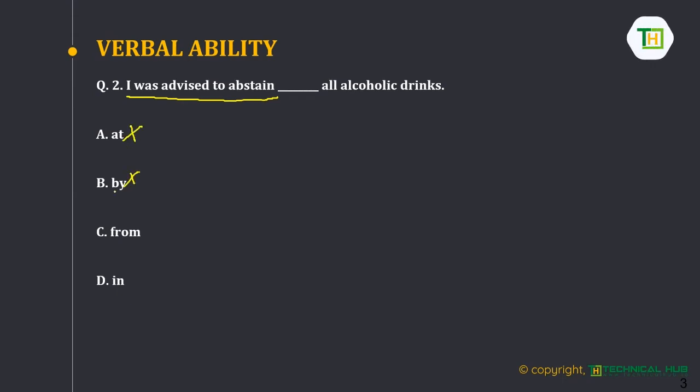By? No. Abstain from. Okay, you need to stay away from. That means from we can use. In also you cannot use. So abstain from all alcoholic drinks. Okay, so everybody knows that alcoholic drinks are dangerous. But even though they cannot live, for fun they'll start this habit, and that becomes a habit. Then that becomes an addiction.